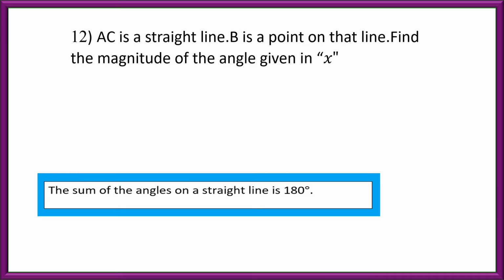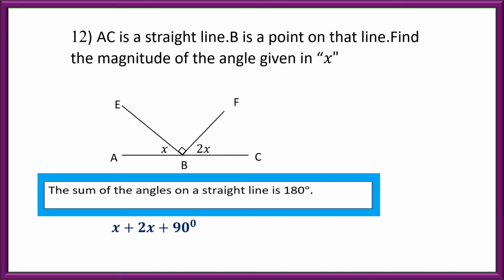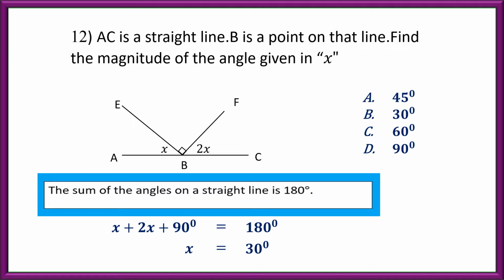Question number 12. AC is a straight line, B is a point on that line. Find the magnitude of the angle given as x. You know that the sum of the angles on a straight line is 180 degrees. Here we can see three angles on that straight line. Therefore, we can build up an equation as x plus 2x plus 90 degrees equals 180 degrees. Then we can take the value of x as 30 degrees. Therefore, the answer should be the second one.